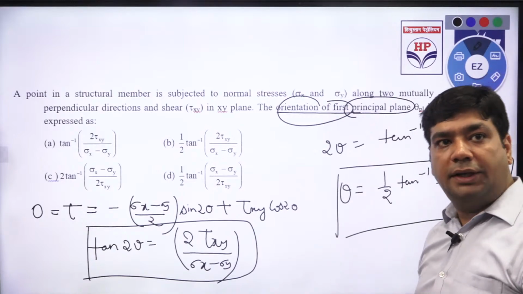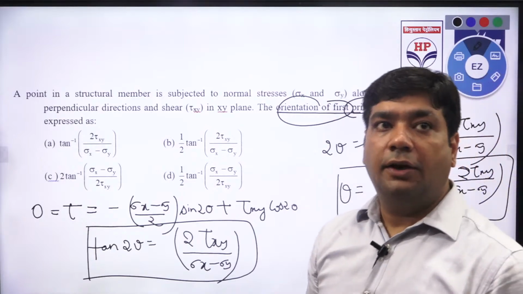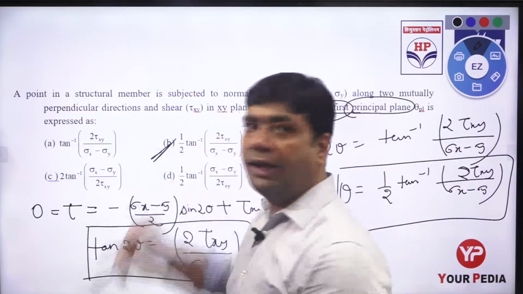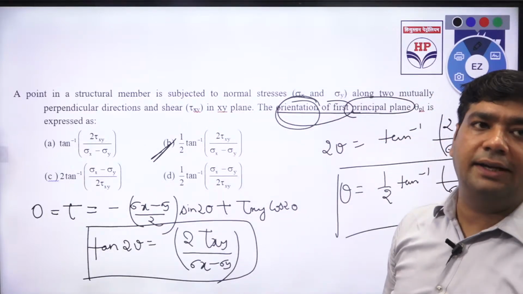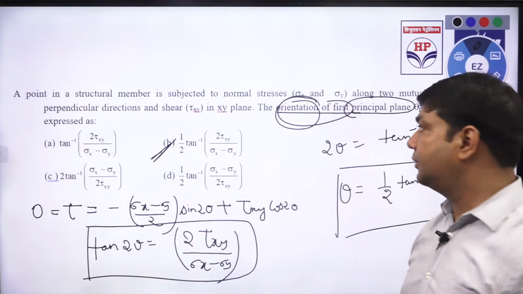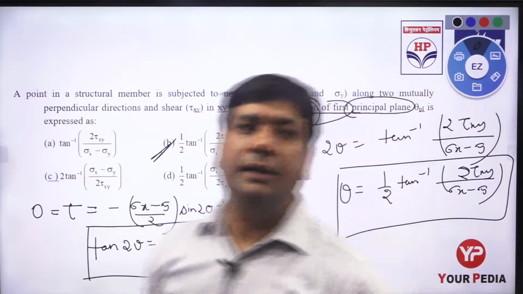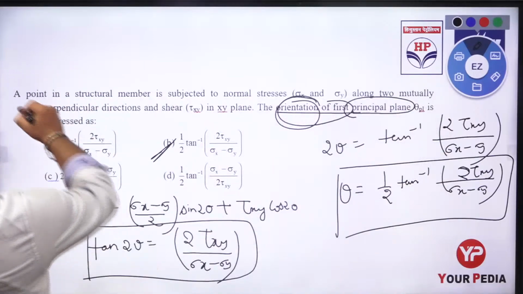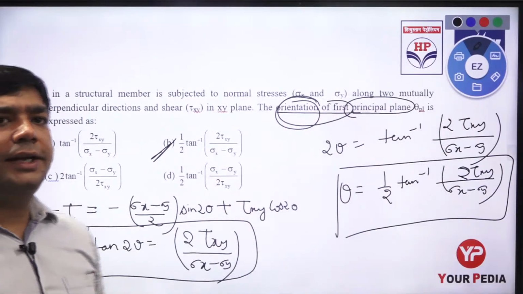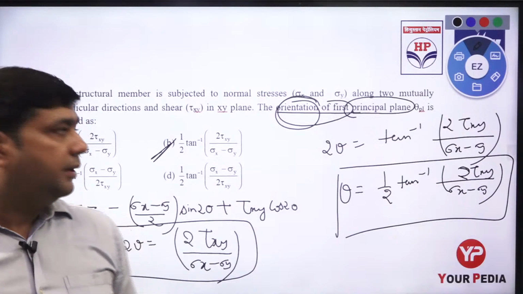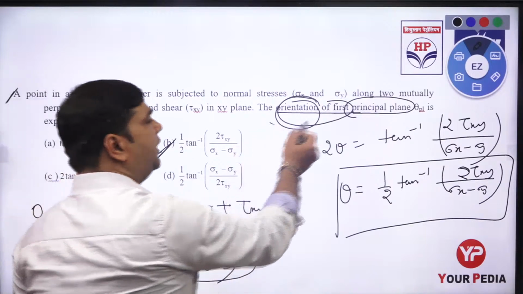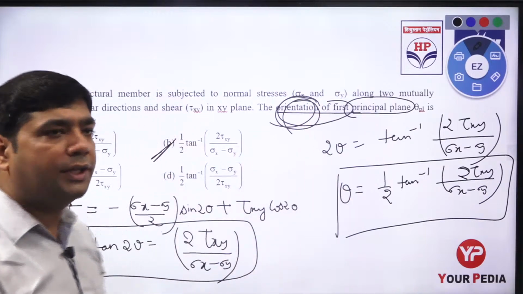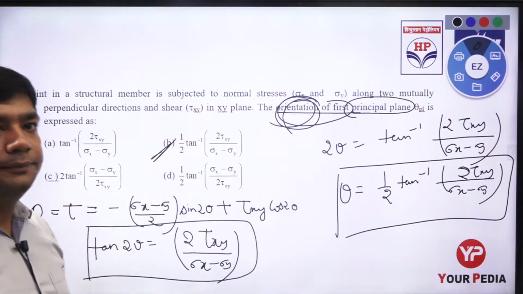Initially some of the students gave the wrong answer, but the answer is only B, not A, because it is asking about the orientation, not the value of tan theta. It is asking about the value of theta. So remember this one and study the question carefully. Whenever you read the question, read it carefully. You know very well that tan 2 theta is 2 tau xy upon sigma x minus sigma y, but it is asking for the orientation, the theta value, not the tan 2 theta value. Okay.